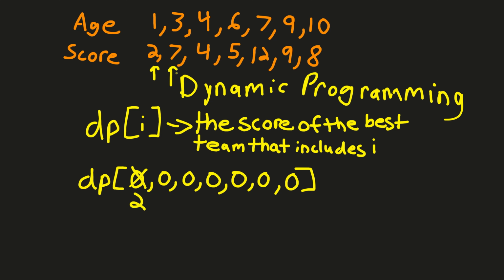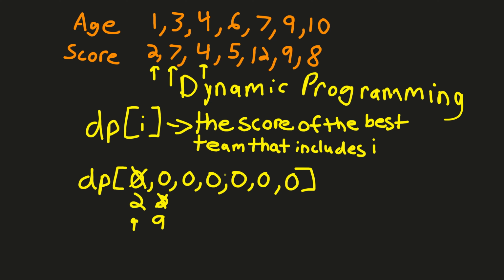So now we're going to look at 7, and what we're going to do is loop through, and for every individual whose score is less than 7, we're going to find the best team that includes that individual. So 2 is less than 7, so currently DP of here is 2. So now we get to 7, and what happens? Well, obviously we can include 7, so that DP is now going to become 9, 2 plus 7.